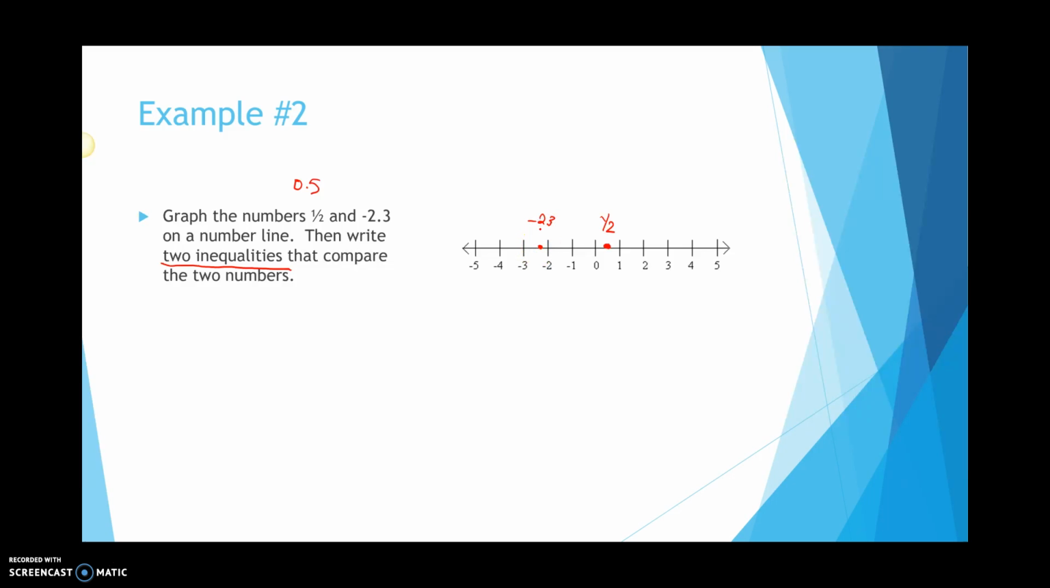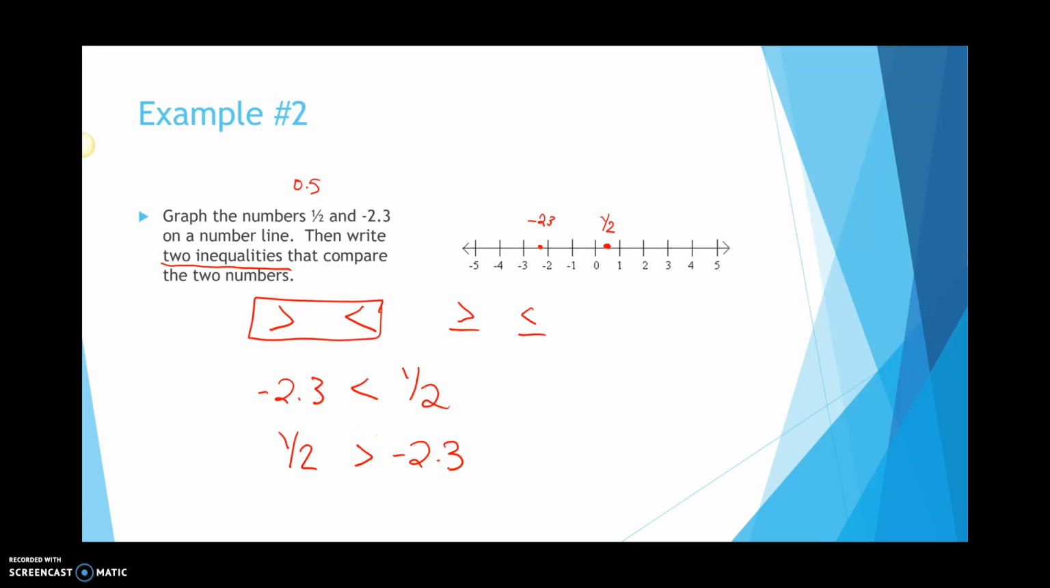So I've graphed the points. Now I'm going to write an inequality. Remember, inequalities could be greater than, less than, greater than or equal to, or less than or equal to. So these numbers are not equal at all, so we're going to be using the less than and greater than sign, these right here. Negative 2.3 is less than half, so that's one way we can write an inequality. Another way we could have written this out was 1/2 is greater than negative 2.3. So that's 2 different ways to write that.